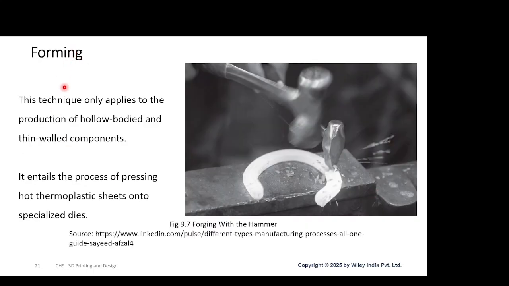Now another technique, forming. This technique applies to the production of hollow bodied and thin walled components. So there are thin walls and the body inside is hollow. It entails the process of pressing hot thermoplastic sheets into specialized dies. So this is made of thermoplastics and pressed onto the specialized dies.